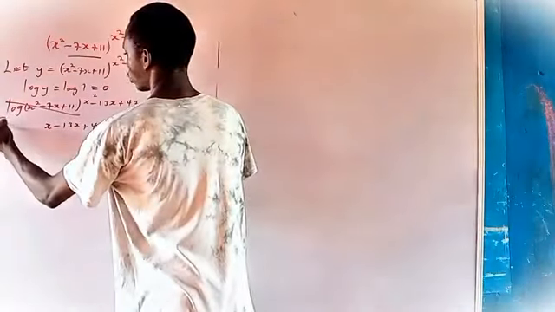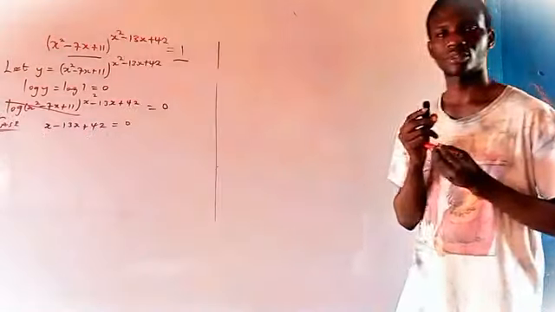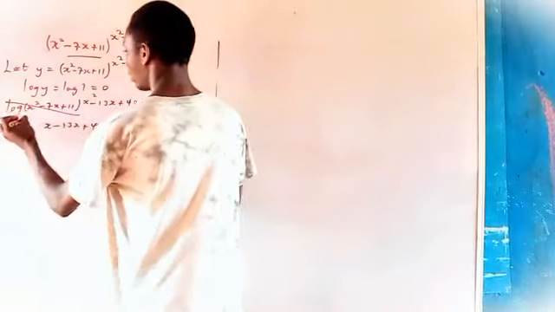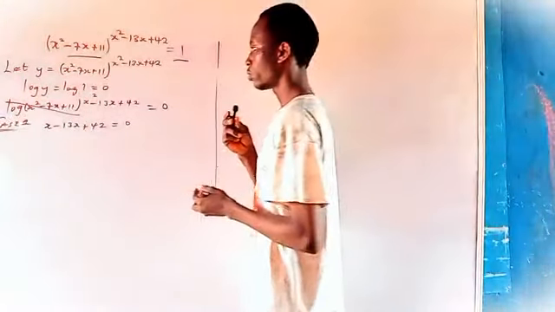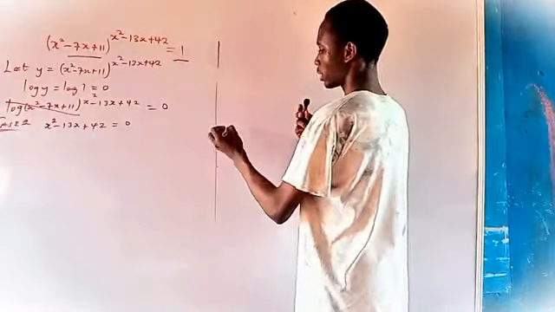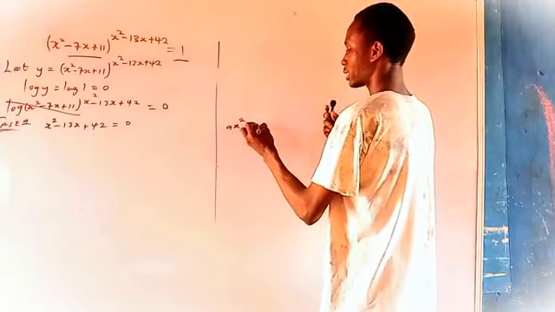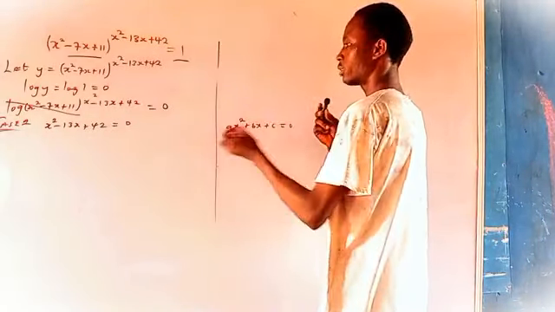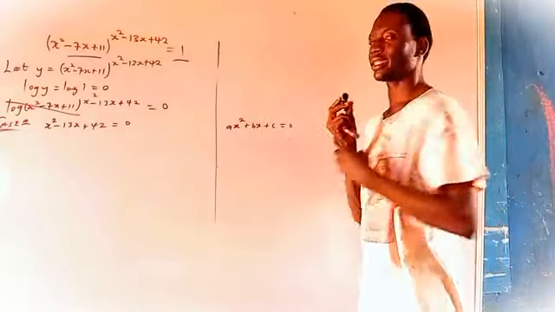So this is case 1 of the problem. Don't forget, this is now in the form of a quadratic equation. A quadratic equation is in the form ax^2 + bx + c = 0, and if you look at that very well, it's already in that form.